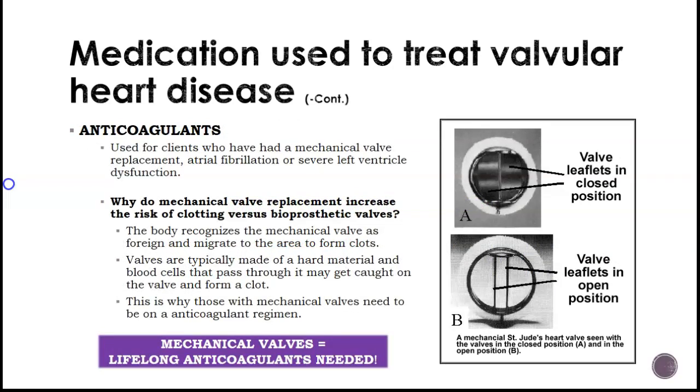Other medications include anticoagulants. They're for clients who have mechanical valves, atrial fib, or severe left ventricular dysfunction. So why does mechanical valve replacement increase the risk of clotting? Remember, it's treated as a foreign substance, so clots are going to migrate to the valve. So people with mechanical valves are on lifelong anticoagulants.